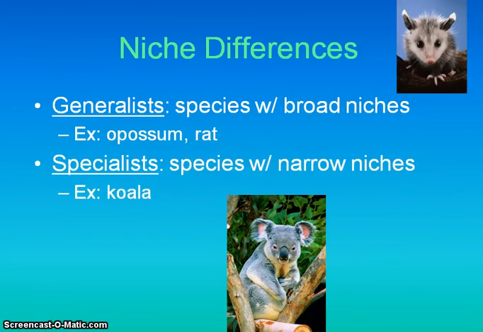And then for niche differences, you can be either a generalist or a specialist. A generalist is a species that has a very broad niche, so they could live in lots of places, eat lots of things. Possums and rats would be examples. Specialists would be organisms that have a very narrow niche, so there are limited places they can live and limited things that they can eat. For instance, the koala feeds on only a few species of leaves from eucalyptus trees, and those eucalyptus trees can only grow in certain locations, so they are considered to be a specialist.